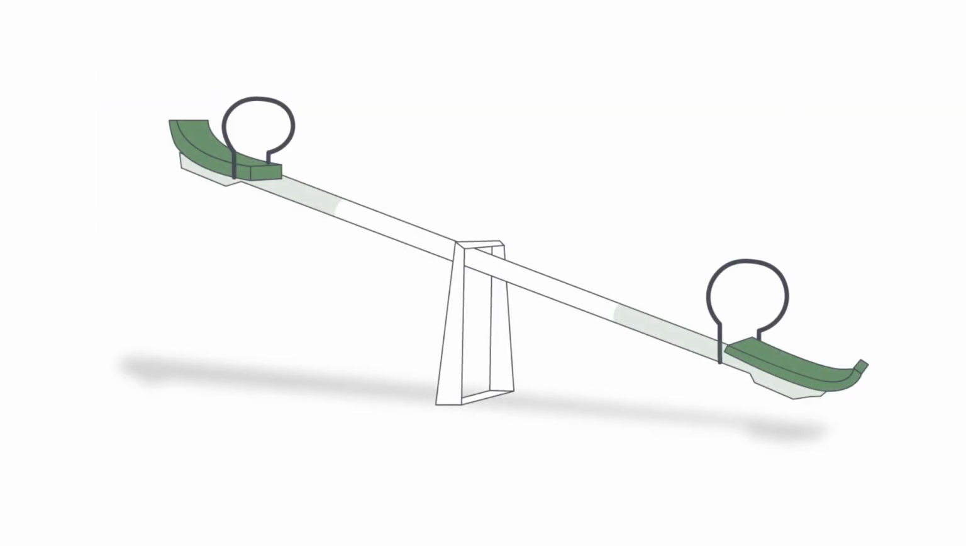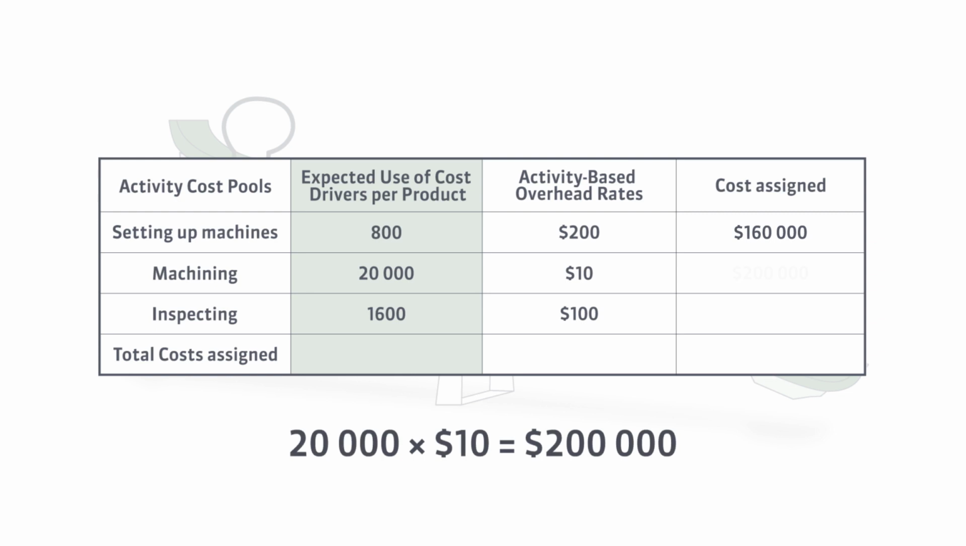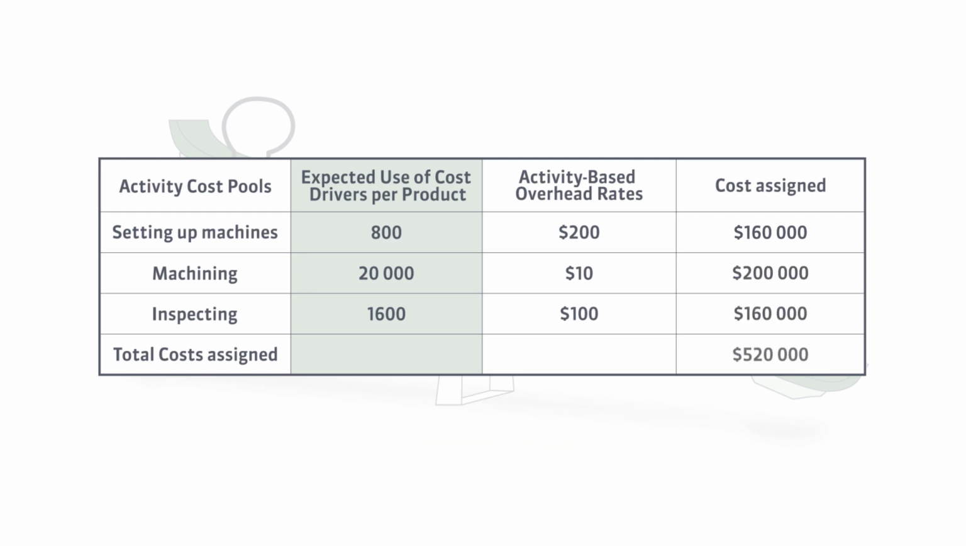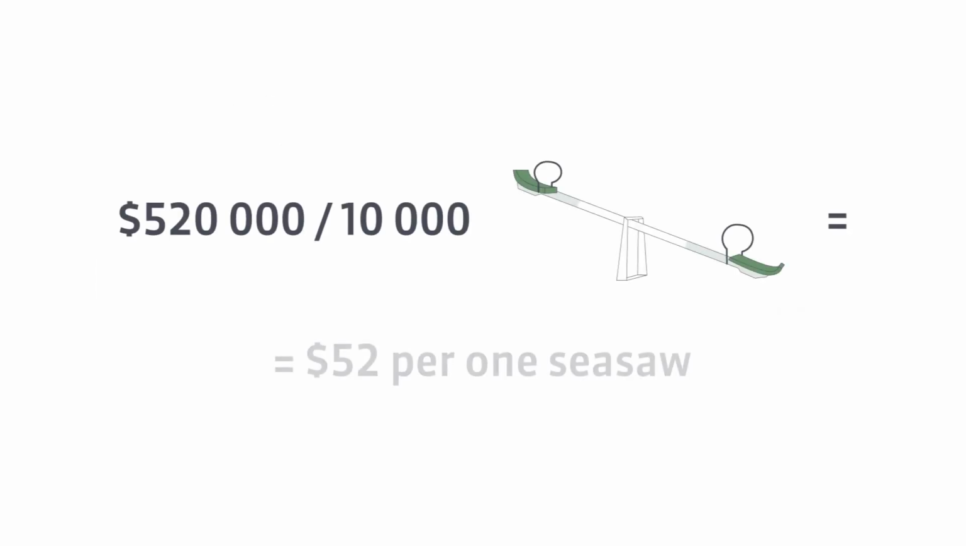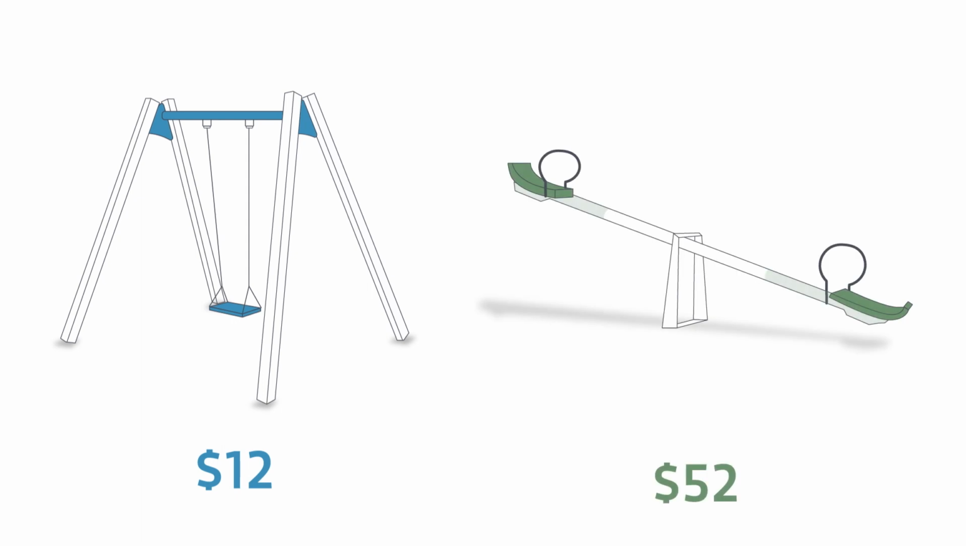Now let's calculate the same for the seesaws. Okay, we already know the costs assigned to both products. In the case of a swing, it is $12. And in the case of the seesaw, it is $52.